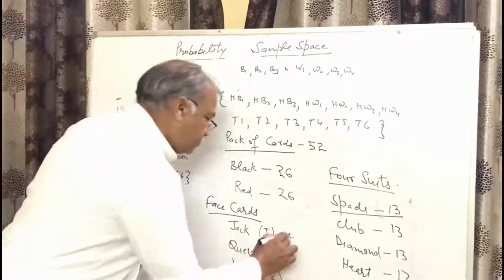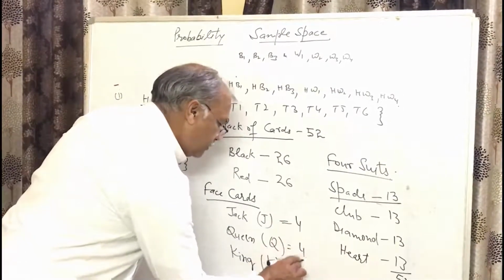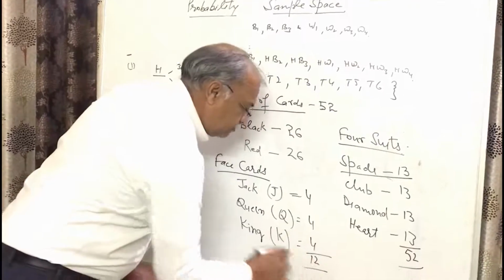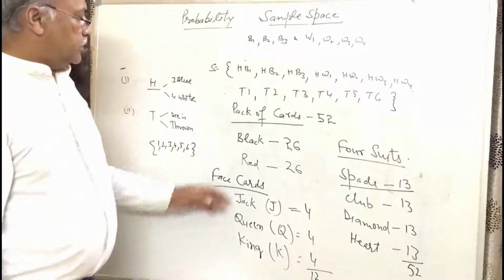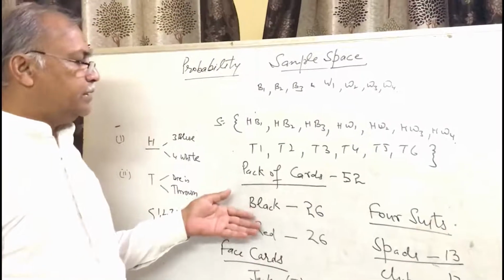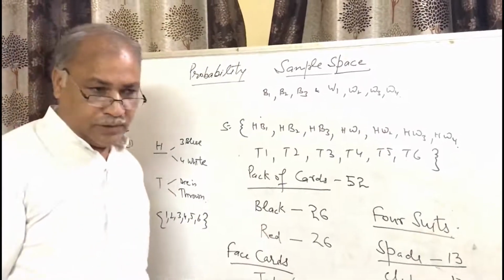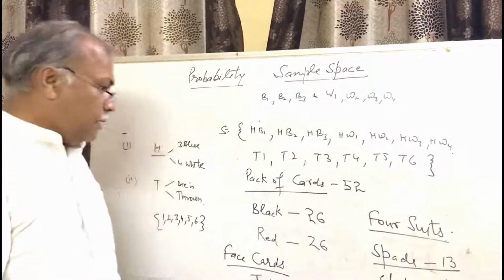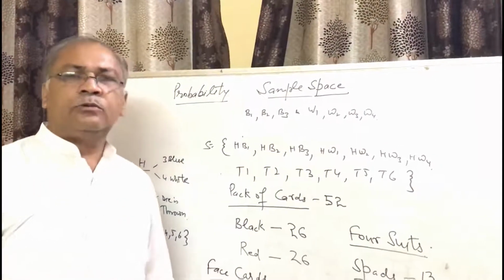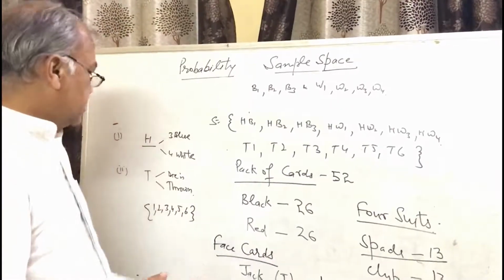Like 4 jacks, 4 queens and 4 kings. Total face cards are 12. So these are some things which will be used when we will write the sample space for cards. Students, sample space for cards is very difficult to write down. Let us discuss one example.